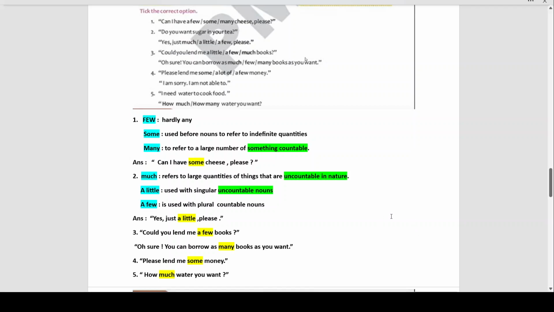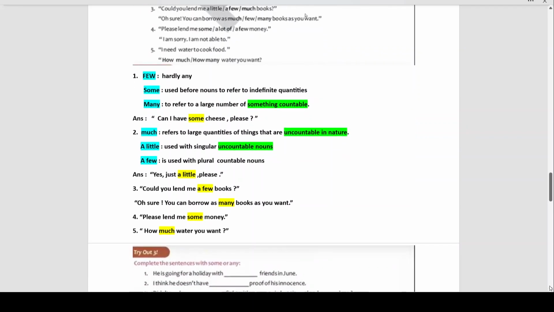Number 4. Please lend me some, a lot of, or a few money. I am sorry, I am not able to. Please lend me some money, because some is used before nouns to refer to an indefinite quantity. Some money means he's not asking lend me 100 rupees or lend me 10 rupees. He's saying lend me some money.